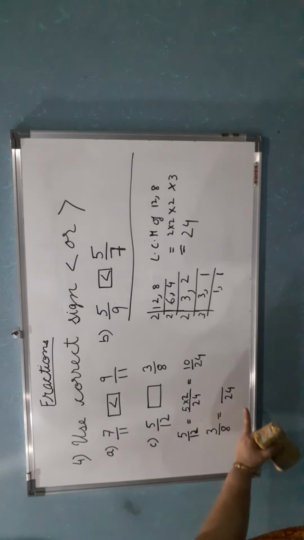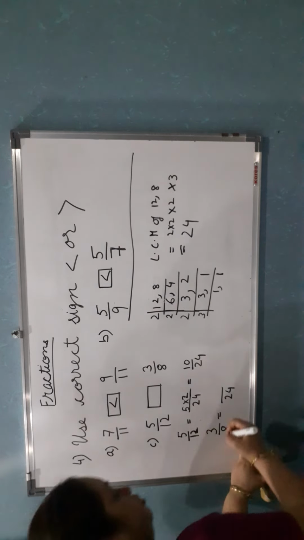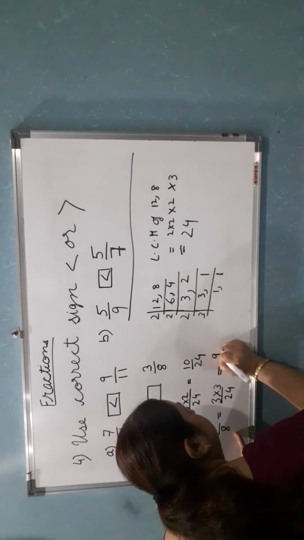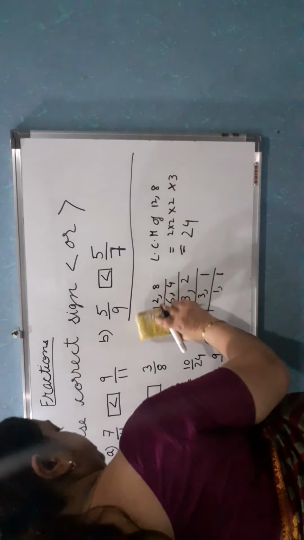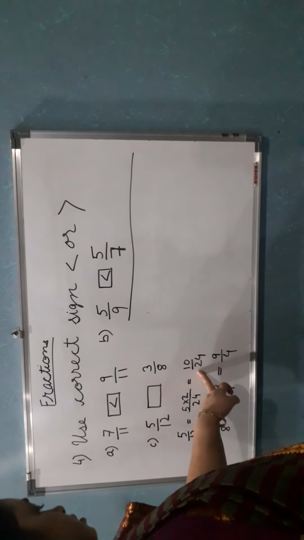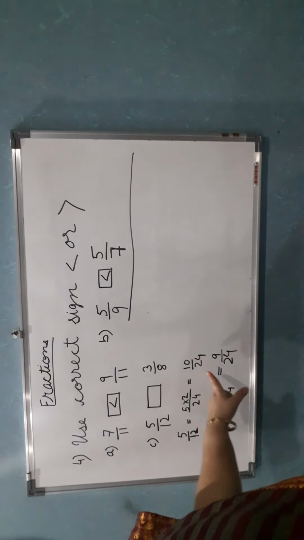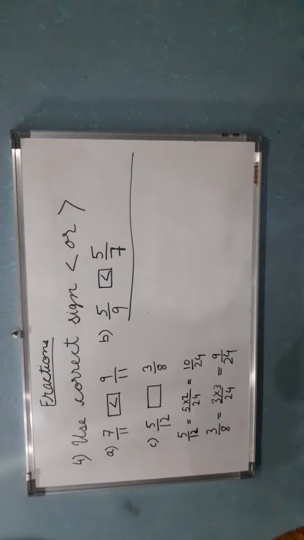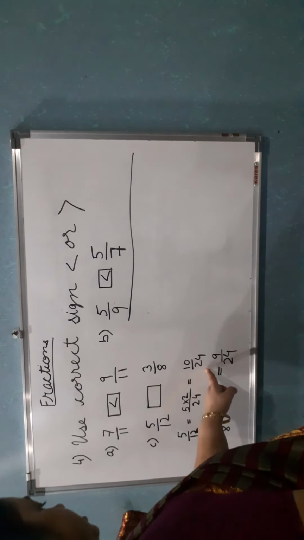24, you divide 24 by 8, how much will you get? 3. And the numerator is also 3. So 3 into 3 is 9 by 24. Okay. Now I am rubbing this. Here the denominator is the same. Now it is easy for you to find out which one is greater. So 10 by 24 is greater.